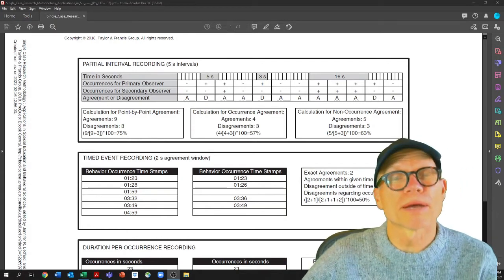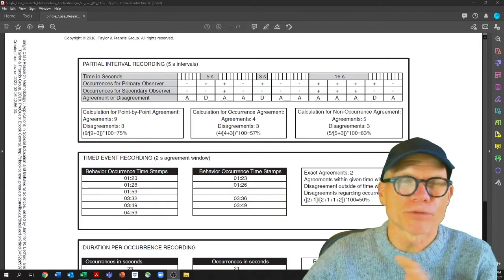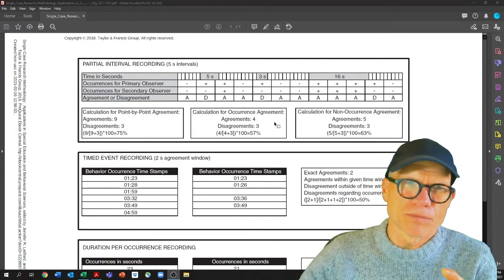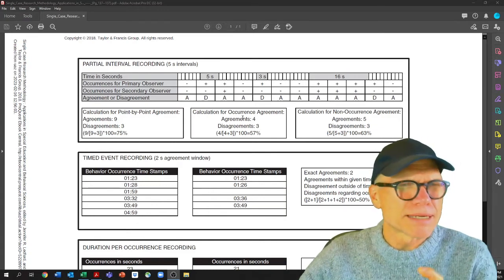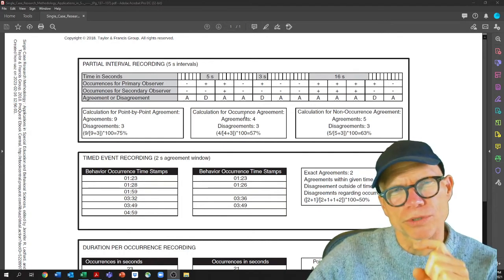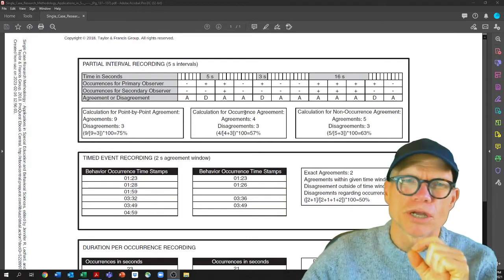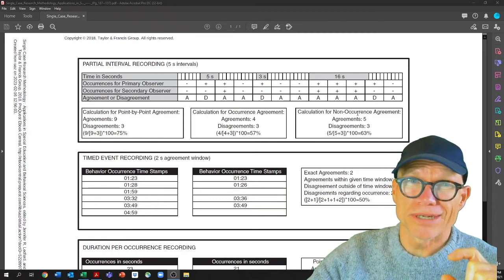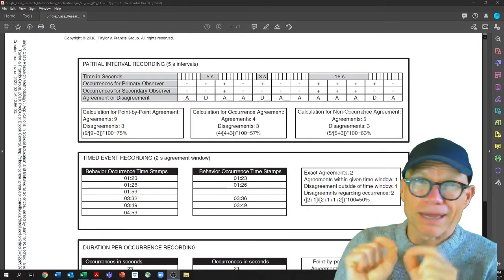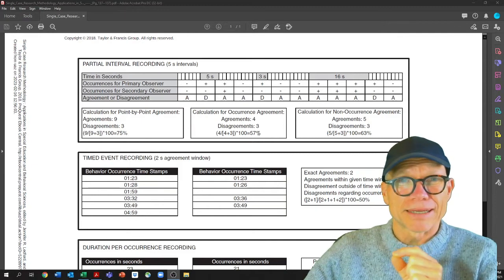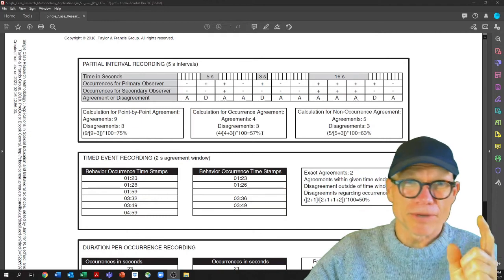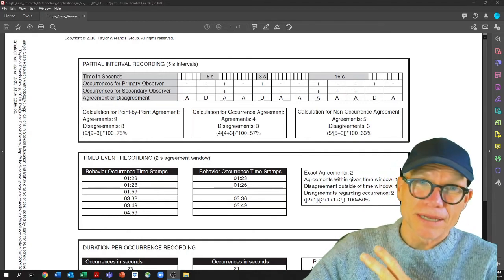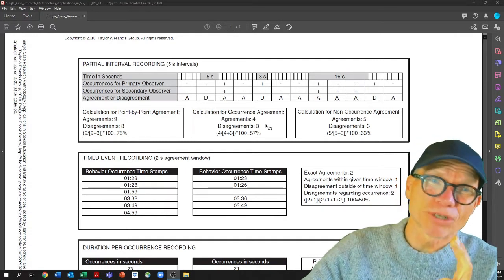Aside from just looking at point-by-point agreement or overall agreement in partial interval recording like this, you can also break it down further, and that's what they're showing in these other 2 boxes. In one box, they're showing you how to break it down to look at just the situations where the 2 observers are looking at occurrences. To what degree do the 2 observers agree on occurrences? And this other box is, to what degree do they seem to get it right when they both don't see the behavior? In this case, it looks like the primary and secondary observers are better at seeing non-occurrences, and they're more likely to screw up at observing occurrences of the behavior.